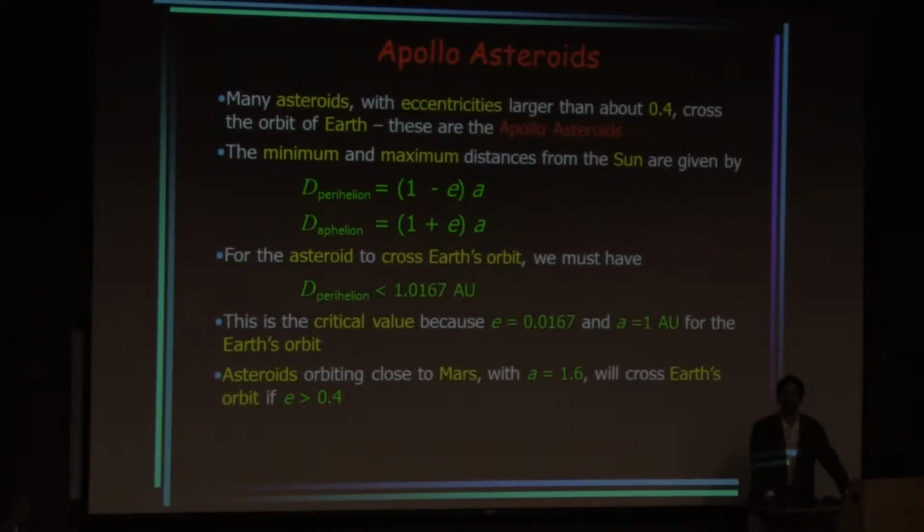1.0167 astronomical units. That looks like an odd number, because we usually think of the Earth as having an orbital distance from the sun of 1 astronomical unit, right? So why would the definition of the Apollo asteroid be that its perihelion distance is less than this funny number, 1.0167? Not 1, but this number. Why is that?